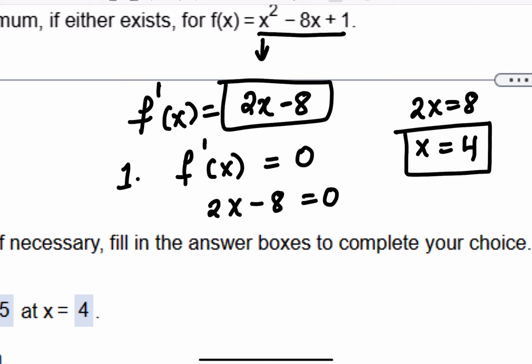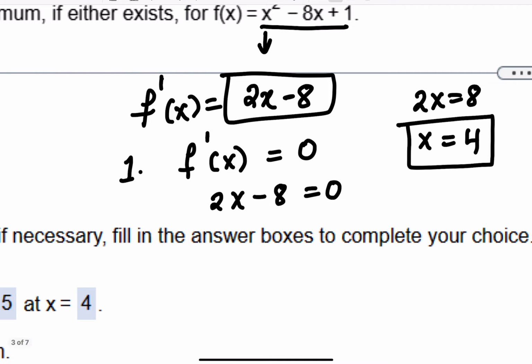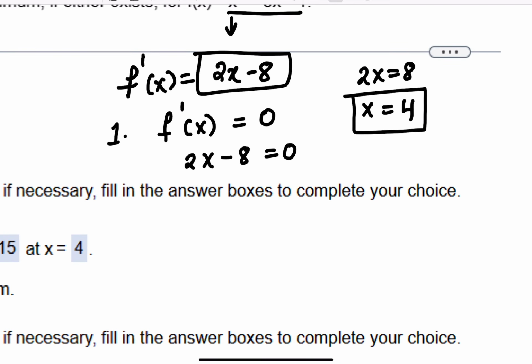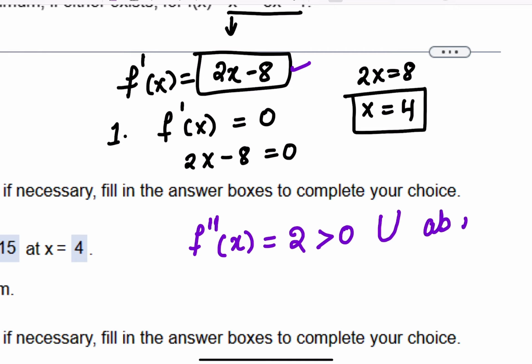Now I will go ahead and find the second derivative. I'm going to use a different color so you can see. My second derivative is the derivative of 2x minus 8, which is 2. As you can see, my second derivative is 2. This is greater than 0. That means I'm going to have a concave upward shape, which means I will have an absolute minimum value at this critical value, 4.